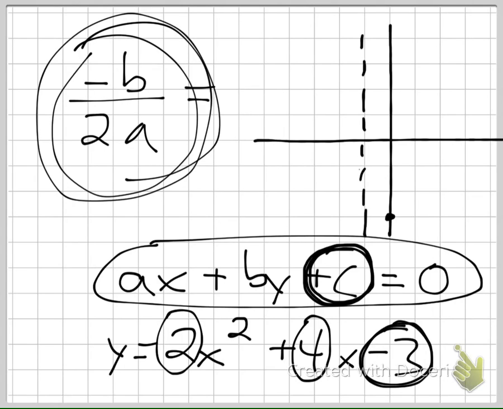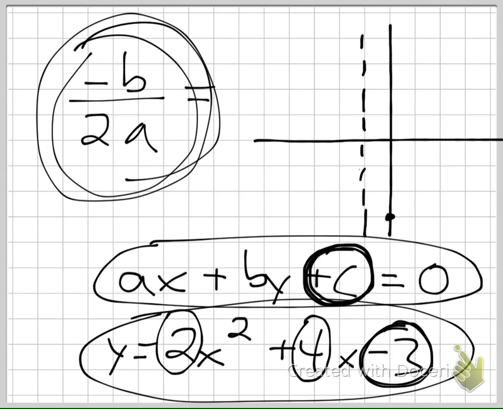What else do we know about this? Something else. What else do we know about our equation here? It is positive, isn't it? We know it's positive. So we know that this thing is going to be a right side up U somehow.